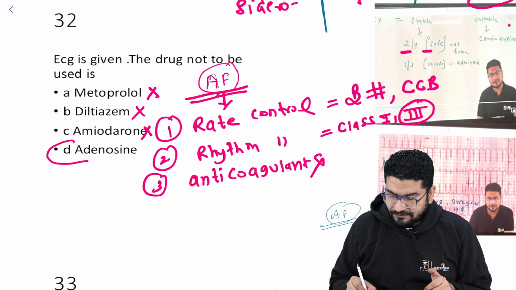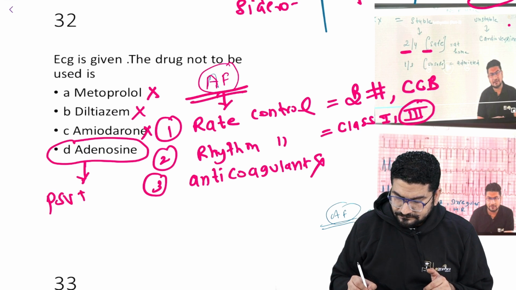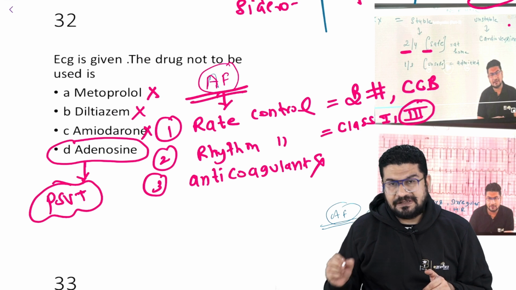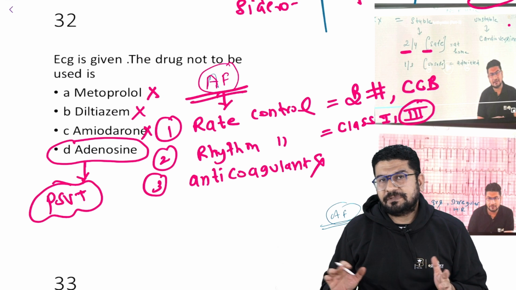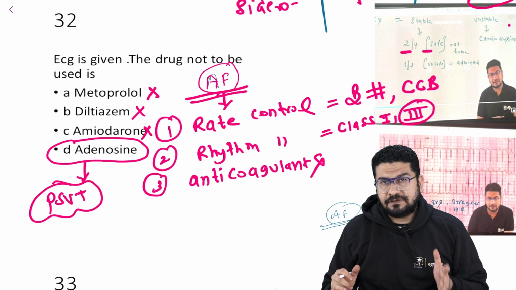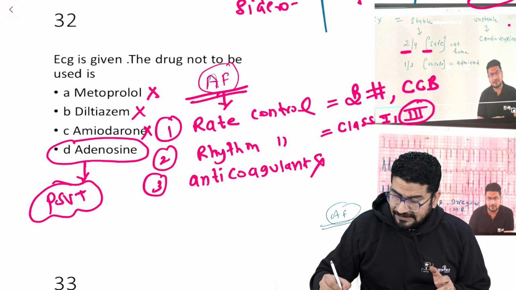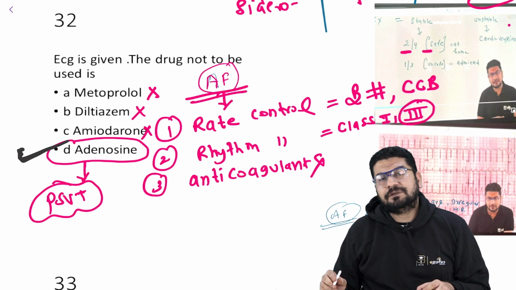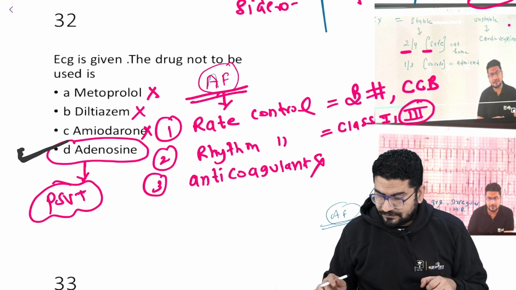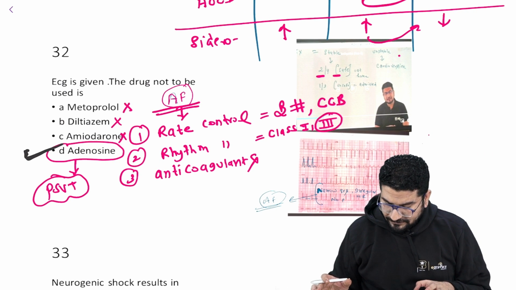Adenosine we will not use. Adenosine is used in PSVT, right? And remember, one reason for not using adenosine is that in 12 to 20% of cases, adenosine itself can precipitate AF. So that is why we should not use adenosine. So the diagnosis for this condition will be AF, and the drug not to be used will be adenosine. An easy question: by looking at the ECG, you can make a diagnosis. Then you have to remember which drug we should not use.